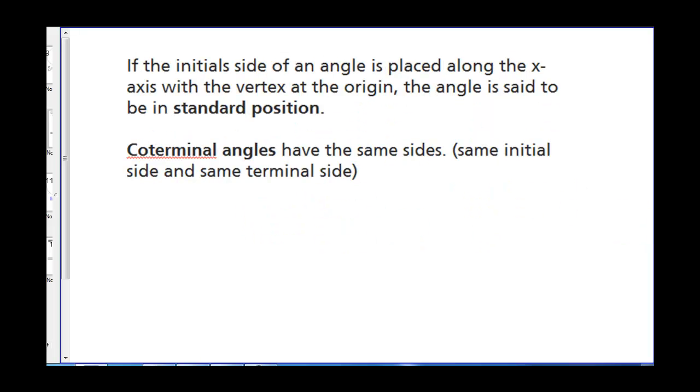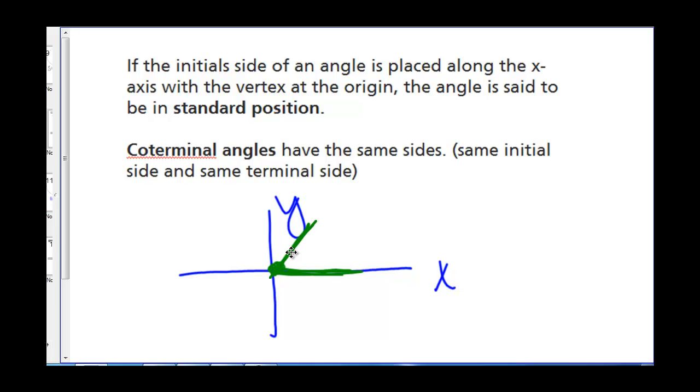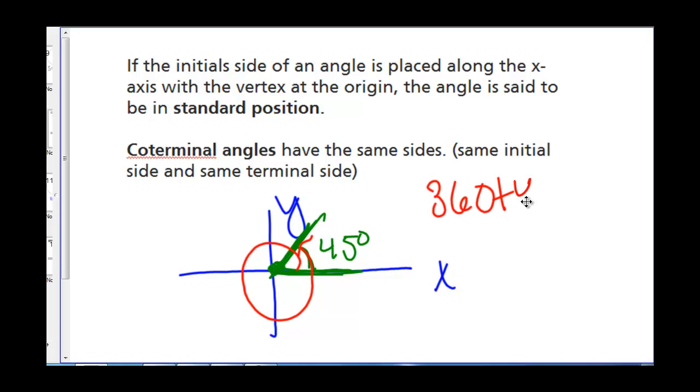Now let's look at standard position. We call an angle in standard position if the initial side of an angle is placed along the x-axis. So if this is x and y, then the initial side is right here on the x-axis. The vertex is at the origin, and our angle goes up here somewhere, or it could be over here, but that's in standard position. Coterminal angles have the same sides. So for example, this angle of 45 degrees has the same sides as if we went all the way around, and that's 360 degrees plus 45, so that is 405 degrees.